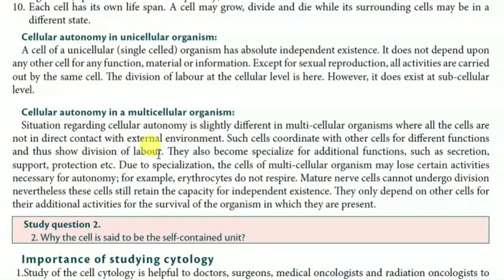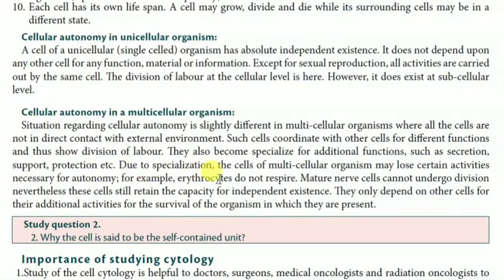Kwa hiyo cell ambazo ziko mbali na surface ya mwili, labda cell ziko kwenye tumbo, zingeshindwa kufanya gaseous exchange. So they must coordinate with other cells which have ability to do gaseous exchange, and then hiyo gaseous exchange ikishafanyika, maana gas itakuwa transported kwenda kwa different parts of the body. So they also become specialized for additional functions such as secretion, support, protection, etc. Kwa pia kuna cell specialization ambayo inasababisha different cells ziweze perform different functions. Due to specialization, the cells of multicellular organisms may lose certain activities necessary for autonomy.